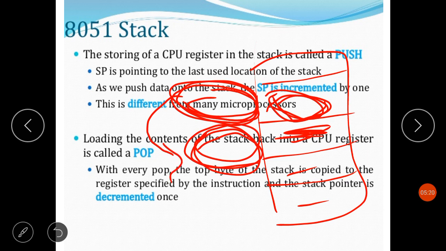Initially the stack pointer was pointing to this location, and this data is retrieved. Now the stack pointer will be decremented by 1, so it will point to this address, and this will be the data here. So the stack pointer is decremented by 1 to point to the next available byte of the stored data. This is how the stack pointer and stack memory work.